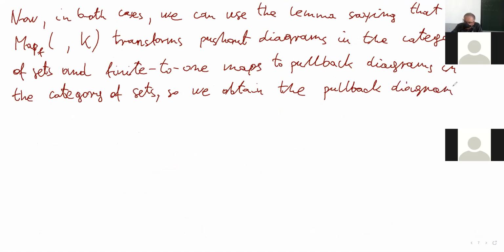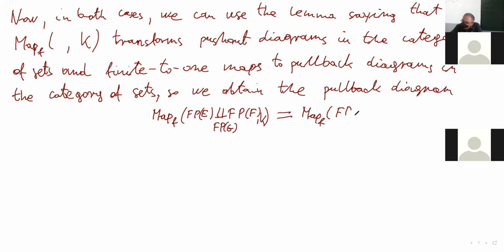Okay, I can write it as a fiber product. Let me write it like this: map F of FPE, push out with FPF over FPG. But by this lemma, we identify it with a fiber product because we know that this is a pullback. Oh, sorry, this is comma K. FPE, comma K, fiber products.